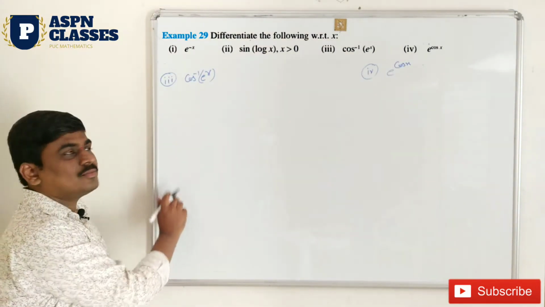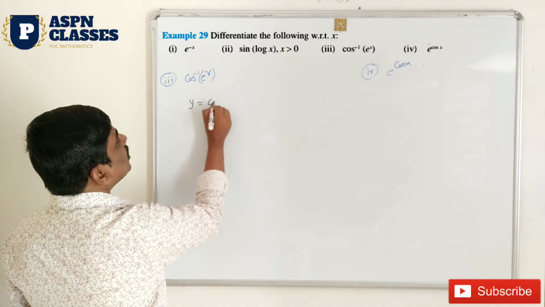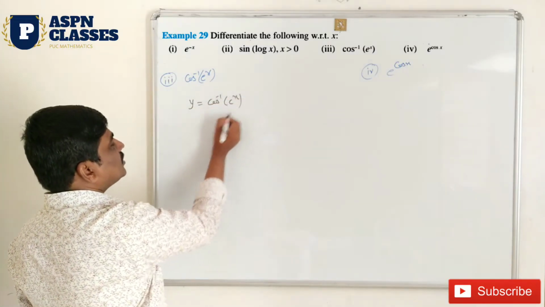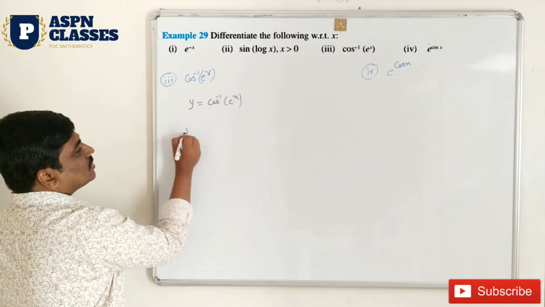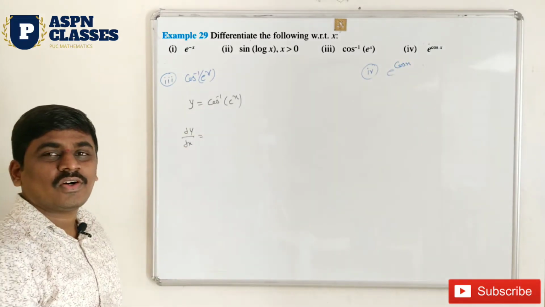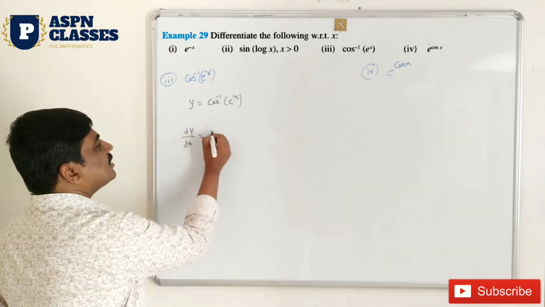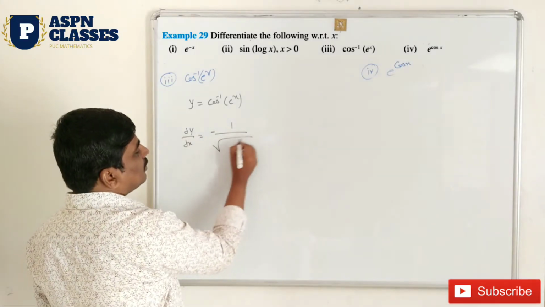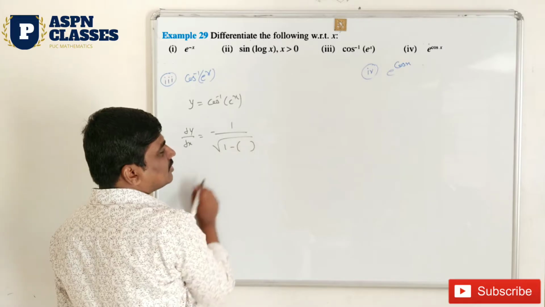Next, third example, observe here. What is given here? y is equal to cos inverse of e raised to x. So now I have to take the differentiation. So dy by dx is equal to the cos inverse differentiation. What is the cos inverse differentiation? Minus 1 divided by root of 1 minus x square is the formula.